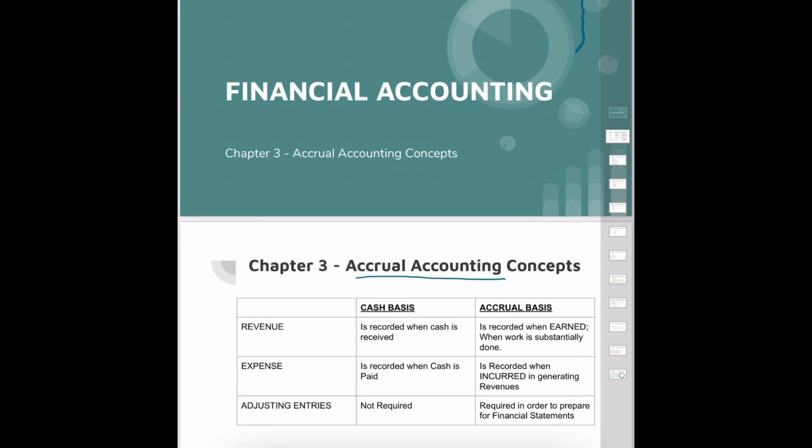generate those revenues. Okay, so now there is something we want to talk about, which is adjusting entries. Adjusting entries are not done in cash basis of accounting because it is just keeping track of the cash in and out. But in accrual accounting, adjusting entries are required to prepare the financial statements.